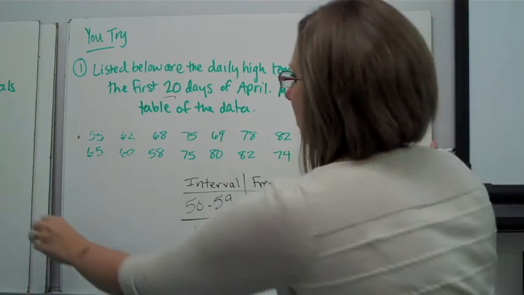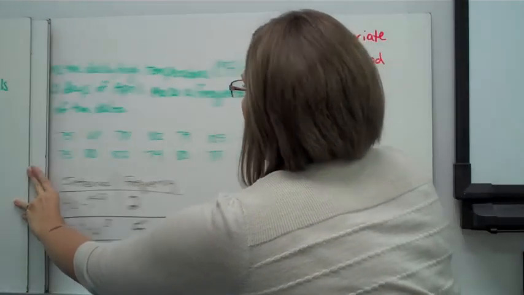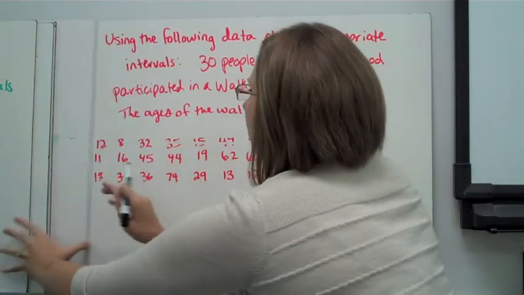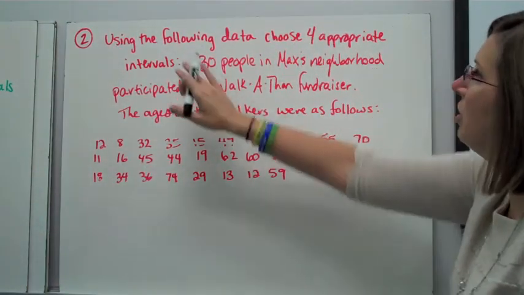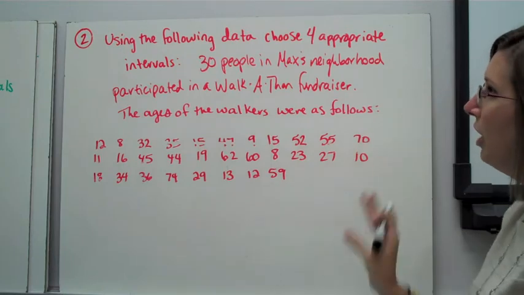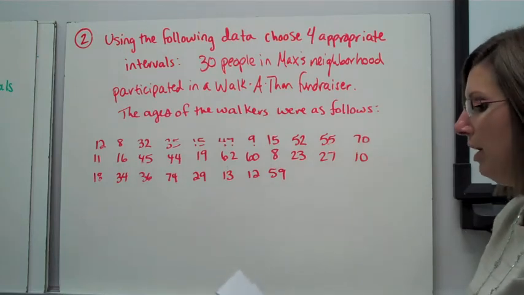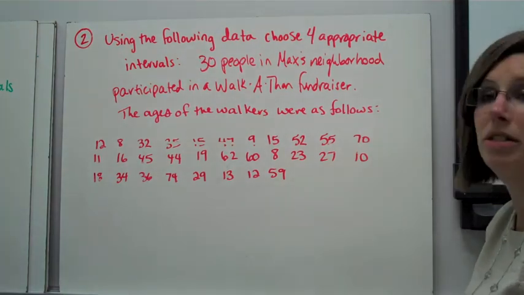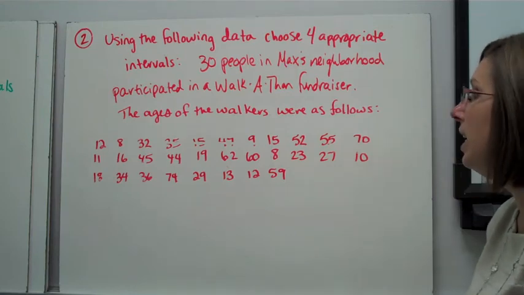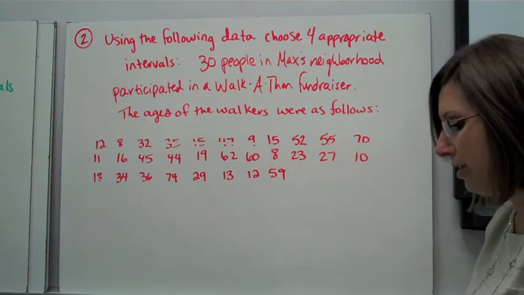And on the very last question, oops, I just erased some of the data. But it just says, using the following data, choose 4 appropriate intervals. I've got 30 people here in Max's neighborhood. They participated in a walkathon fundraiser. Here are the ages of the walkers.